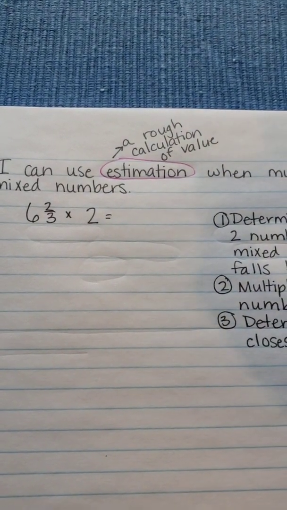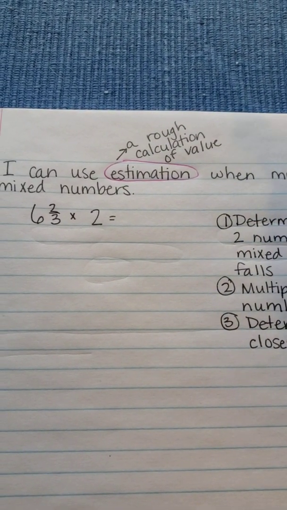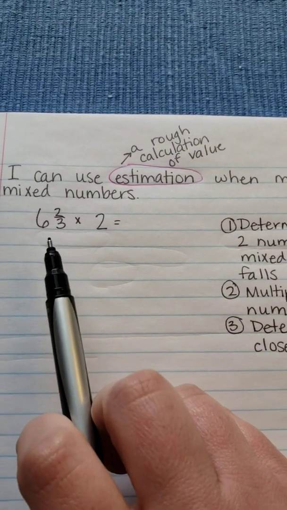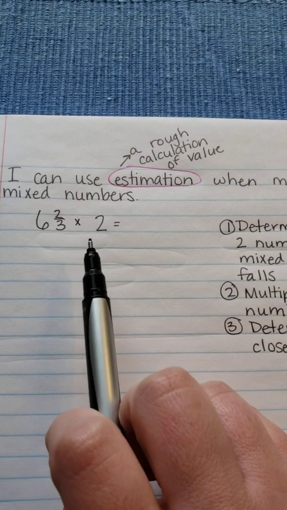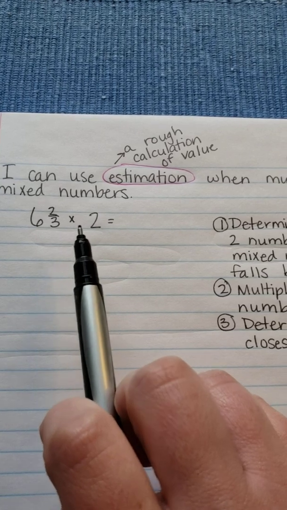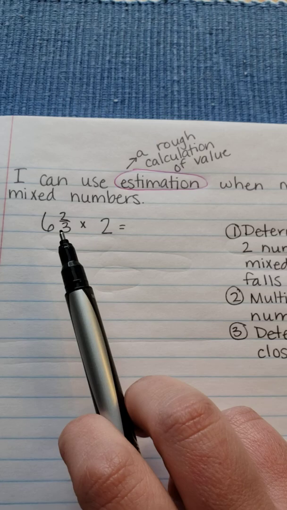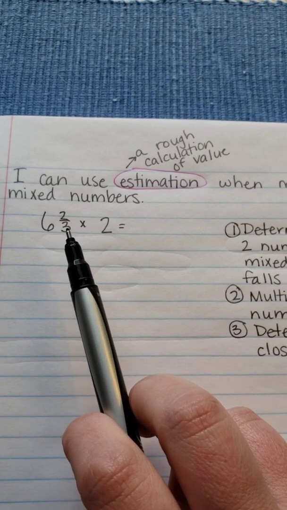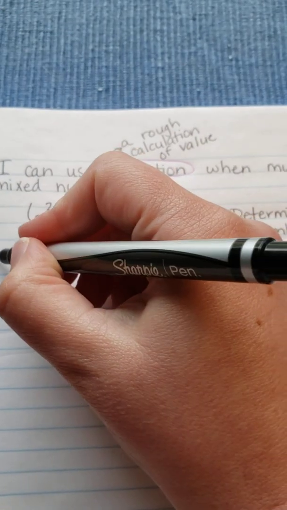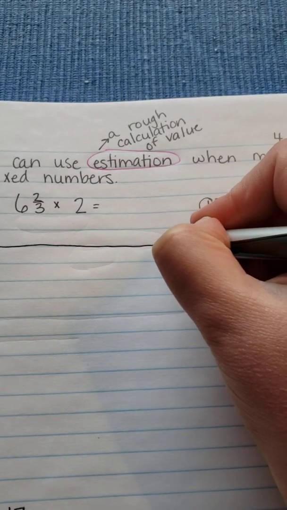So we're going to try and use what we know about fractions to try and solve the problem without doing the mathematical components. So if we look at this equation right here, we have 6 2/3 times 2. So I want to think to myself, what numbers does 6 2/3 fall between? So I'm going to show that on a number line.